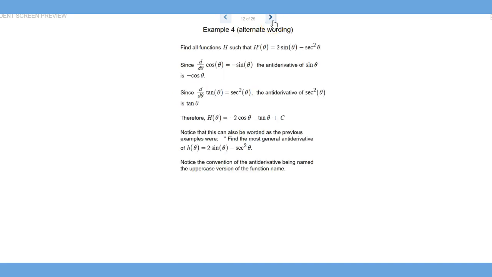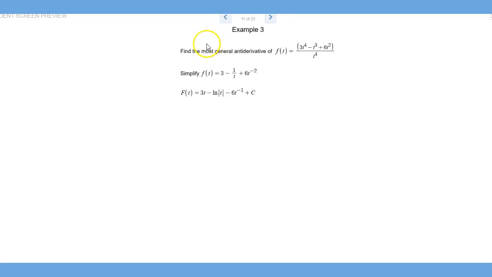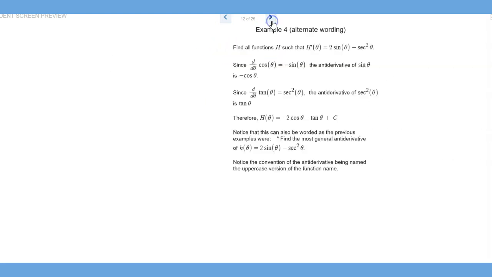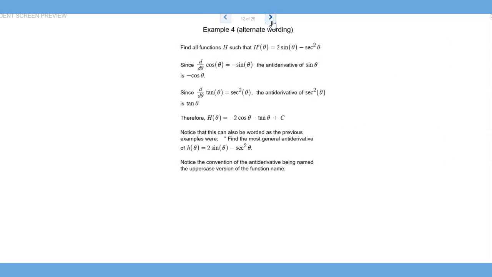So there's some alternate wording. Notice that the examples had directions of find the most general antiderivative. Another way you'll see that is, find all functions h, in this case, such that h prime of theta equals 2 sine theta minus secant squared theta. So in other words, we're being given the derivative of a function. We need to find the antiderivative. So it's just being given to us in another form.